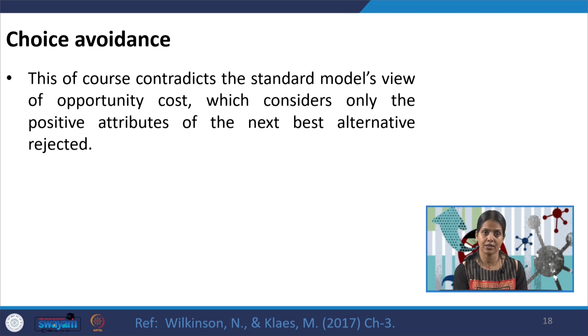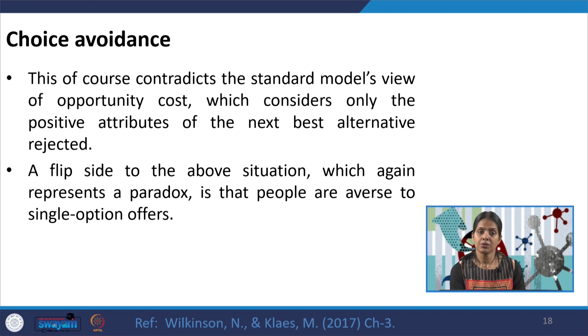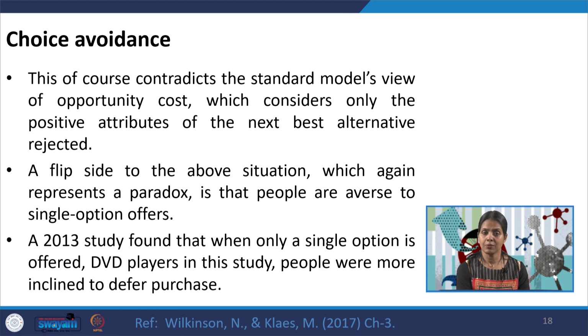A flip side to the above situation, which again represents a paradox, is that people are averse to single option offers. So, we neither want too many options, nor do we want just one option. A 2013 study found that when only a single option is offered, DVD players in this study, people were more inclined to defer purchase. So, they would wait for more and more options to be available, then they will make a decision. So, there are two extremes: too few options are not liked, too many options are not liked either.